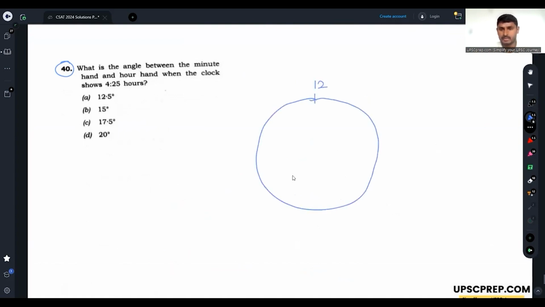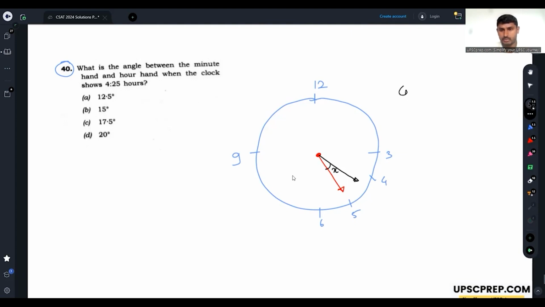Okay, let's say it is here, it is 12, 3, 6, 9. The time is what? 4:25. मतलब 4 o'clock 25 minutes, right? So 4 will be here, 5, right? So where 25 minutes, यानी कि what does it mean? Minute hand will be here exactly at 5, and 4 o'clock 25 minutes. So our hand will be just after 4, right? So we have to find out this angle.